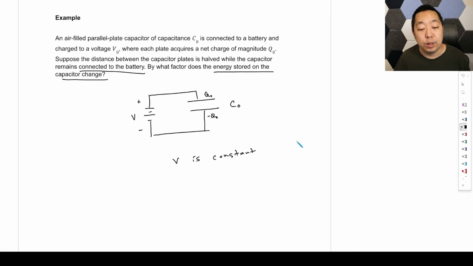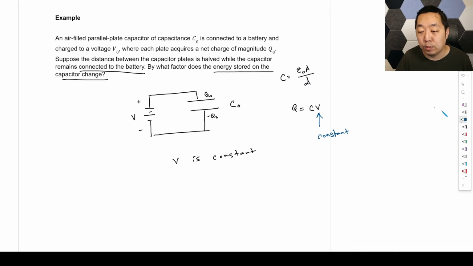So here, what we're going to think about is Q is equal to CV, and we know the V is constant, right? And so if you have the distance between the parallel plates, let's look at our equation for capacitance. It's going to be epsilon naught A over d. So if I have the distance between the plates, that's the d here, times 1/2, then ultimately you're multiplying the denominator times 1/2, or multiplying the numerator times 2. So you're going to double the capacitance here, and that's going to cause a doubling of the charge.